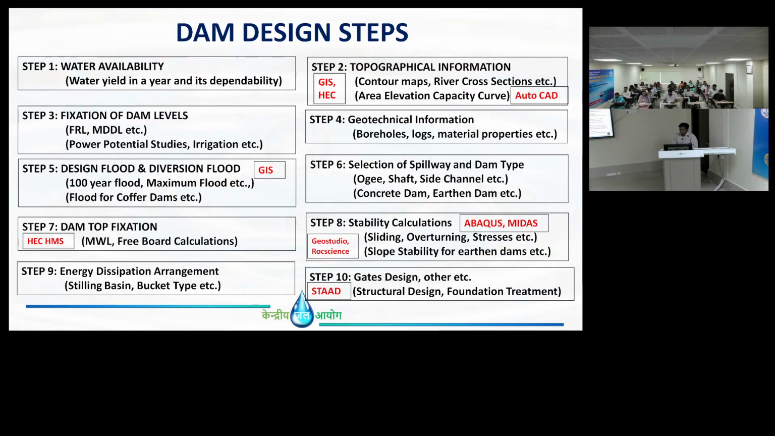So I will go ahead. Any doubts up to this place? From now onwards we will go to different case studies. Clear?